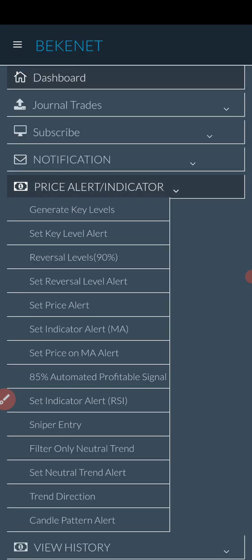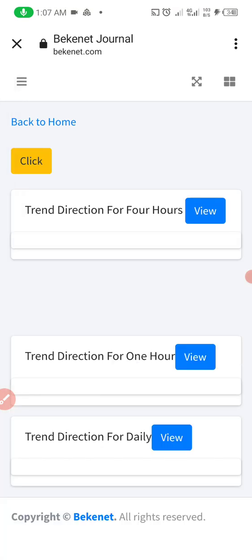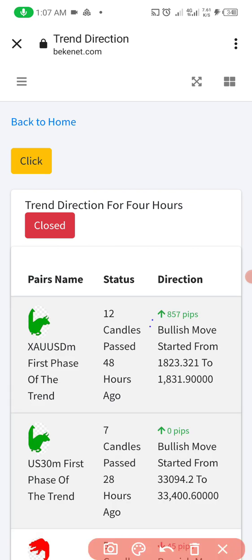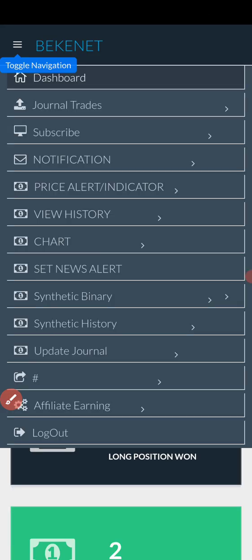Let's go to trend direction. When price has gone far, let's say this gold now is on a bullish move, 80 pips already. Now I still want to buy it and I know that the trend is still strong. All I need to do is just go to my sniper entry. I've given you first trend direction, second turning point, third neutral trend. So we have three strategies that you can use to smash the market. There's no excuse for you.